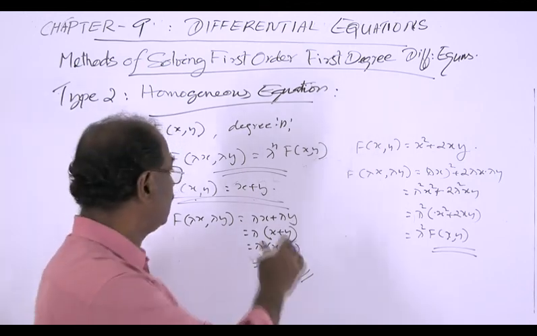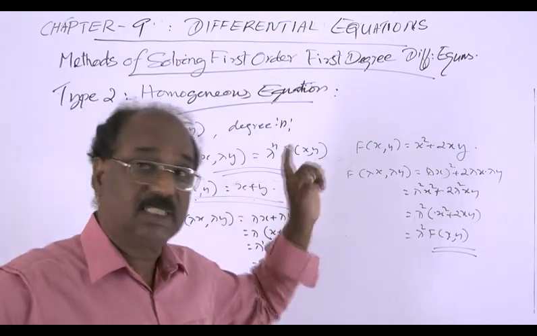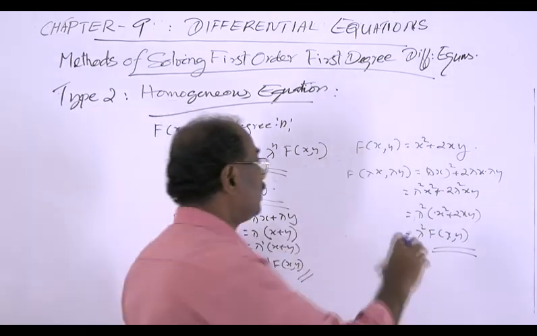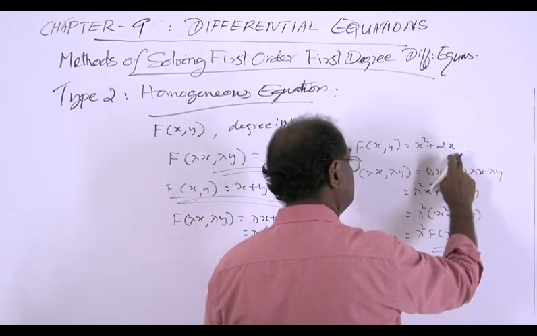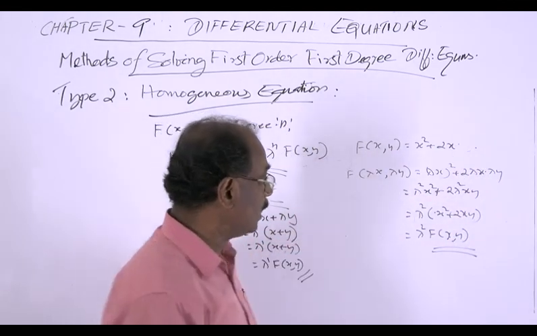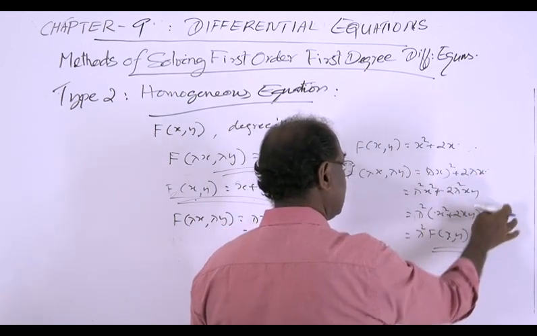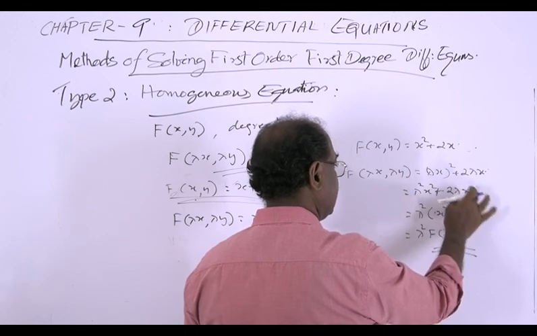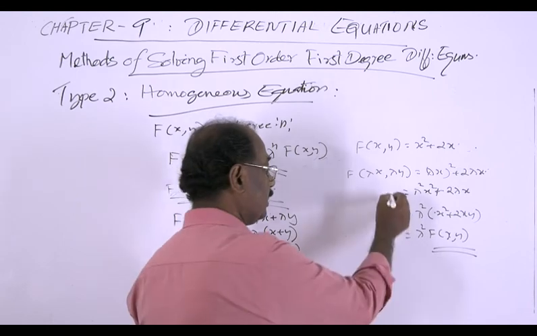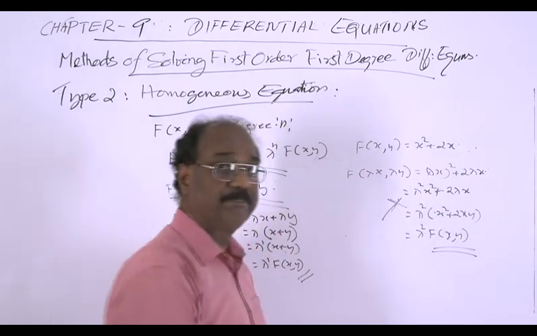Similarly, we can have other homogeneous functions if they satisfy this condition. Suppose the function is like this, then we cannot take λ squared outside. Here we have only 2 into λx, no λy, so we cannot take λ squared outside. So in that case, this is not homogeneous.